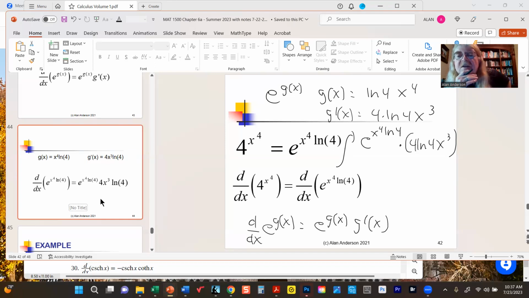Just double checking and making sure I didn't miss something. It's the original function, e to the x to the 4th log 4. The derivative of that would have to be 4 log 4 x cubed. Yeah, no, that's it. We're good.